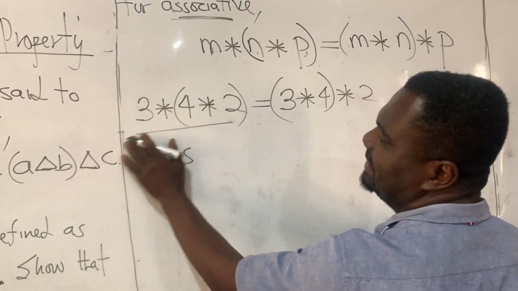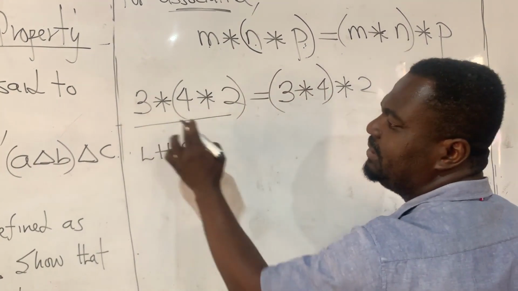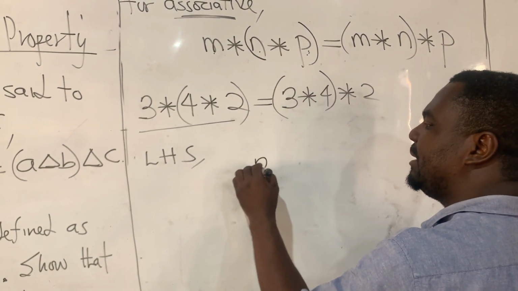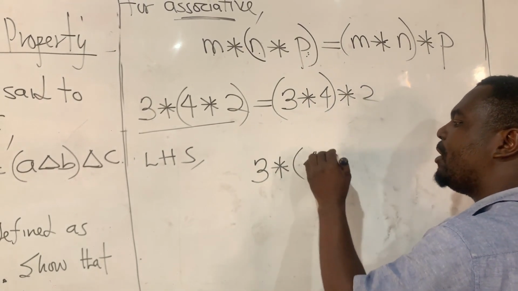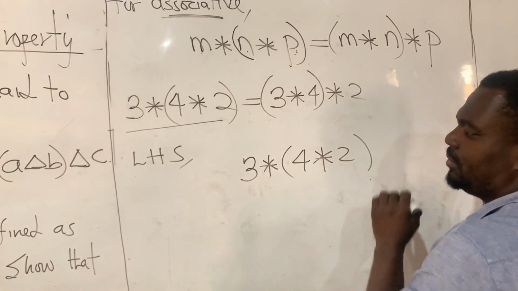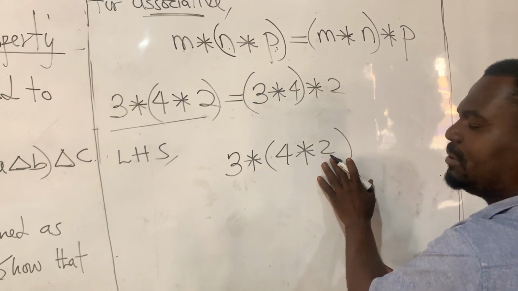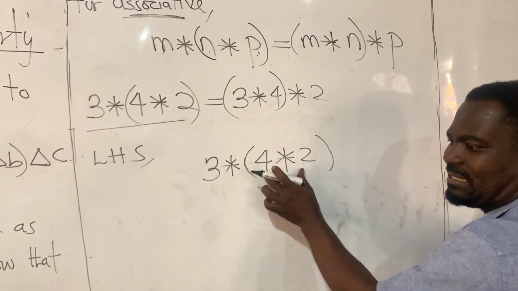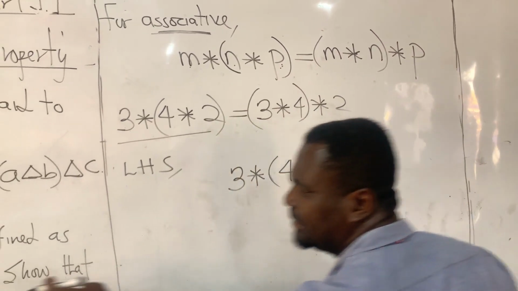This is my left hand side, and this is my right hand side. So I'm considering the left hand side. And what is at my left hand side? 3 star bracket open 4 star 2. In this case, can we solve all the three numbers together? No. We have to handle what is inside the bracket first. So we are going to compare what is inside the bracket here with the formula.